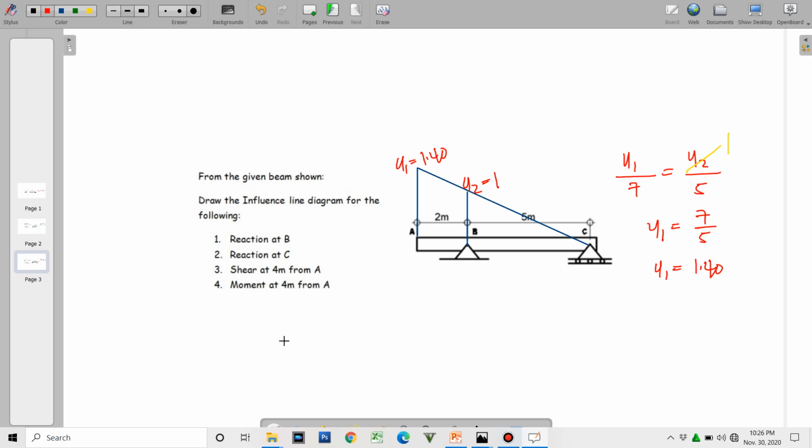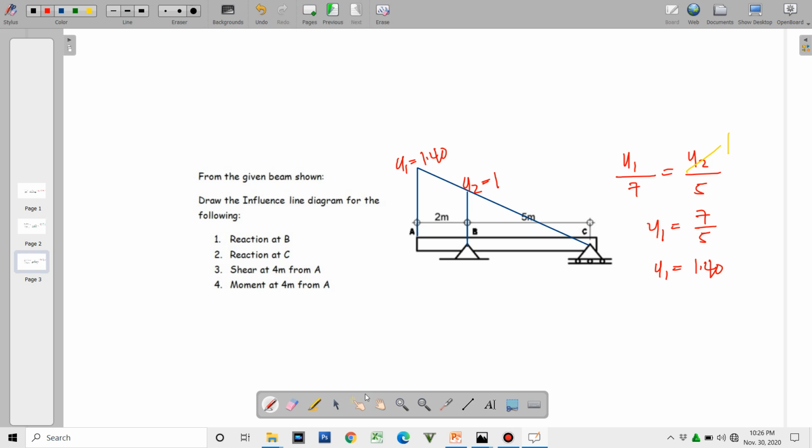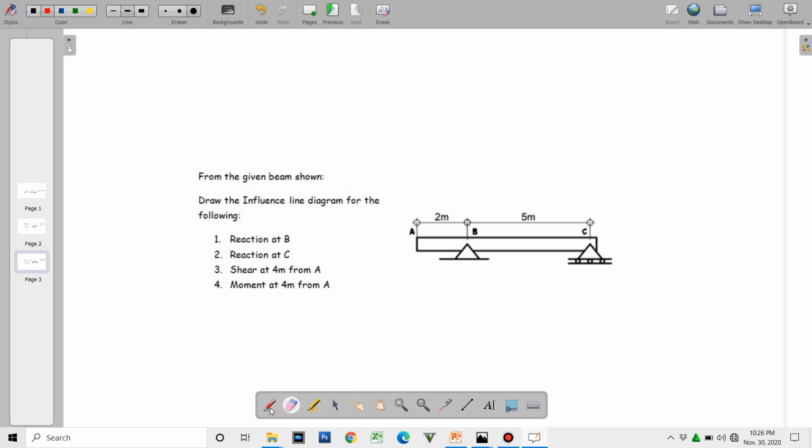Okay, so next for the reaction at C. For the reaction at C, I'm going to allow this to move upwards by 1 unit, and then project it all over the beam. So of course this will be rotating at B. Okay, so the ILD will look like this.